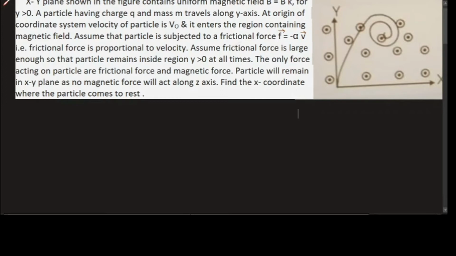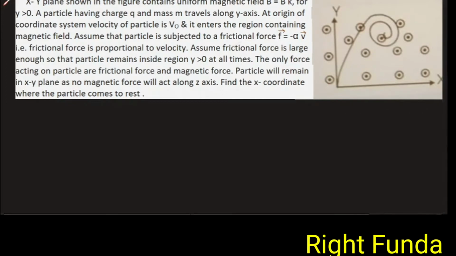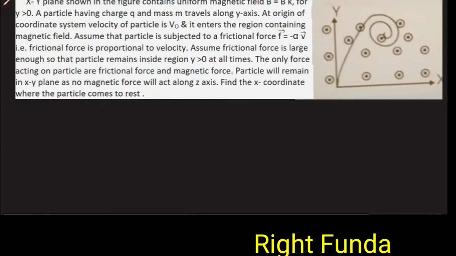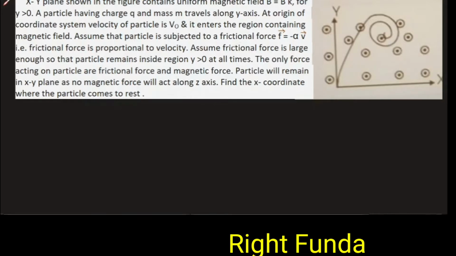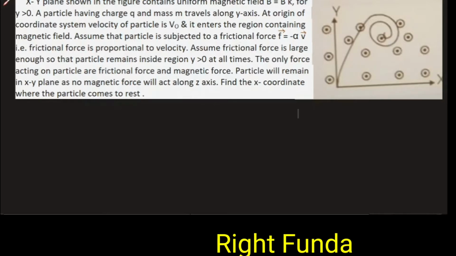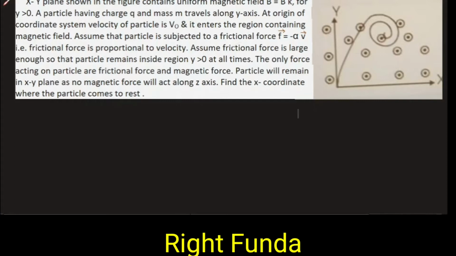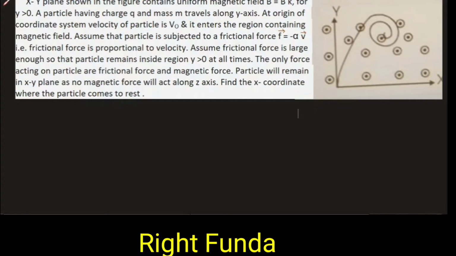Here is an interesting problem from the chapter magnetics, the charged particle moving in a magnetic field. Let's read the question. The XY plane shown in the figure contains a uniform magnetic field B equal to B k cap, that is coming out of the screen, for y greater than 0. A particle having charge q and mass m travels along the y-axis. At the origin of the coordinate system, the velocity of the particle is v0 and it enters the region containing the magnetic field.